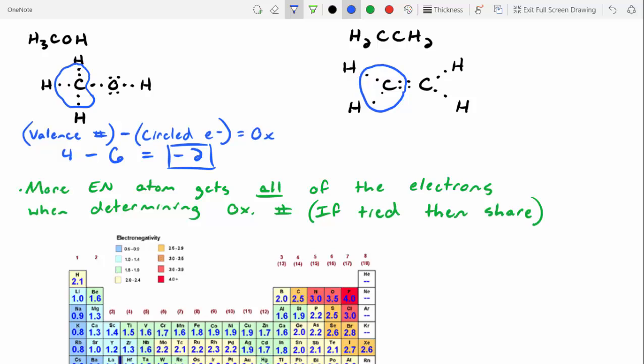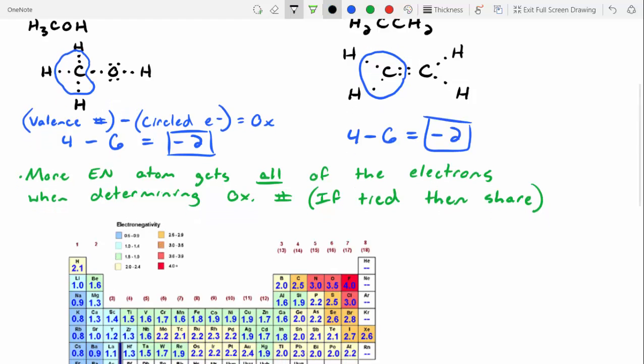So again, we'll do the valence number, which is 4. This time we've got 6 electrons, so 4 minus 6 is again -2. So the oxidation number of both of these carbons is -2. All right, so now let's go into redox chemistry with organic reactants.